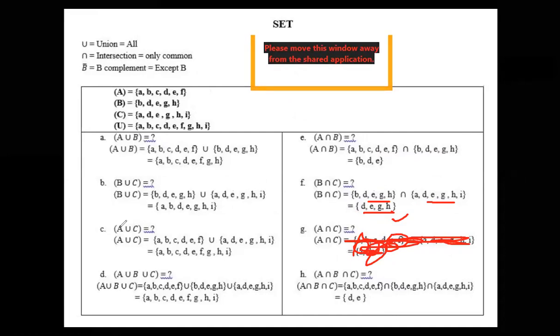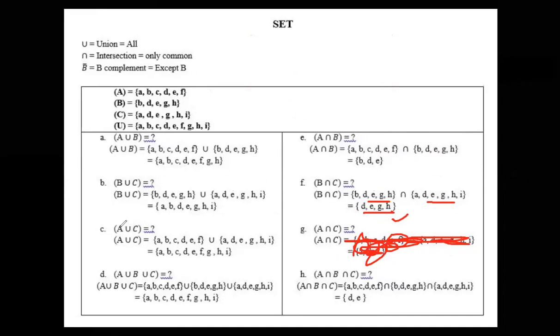A intersection C. Put the value of A, put the value of C. Can you get the value of the intersection?